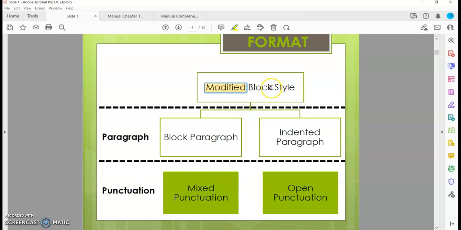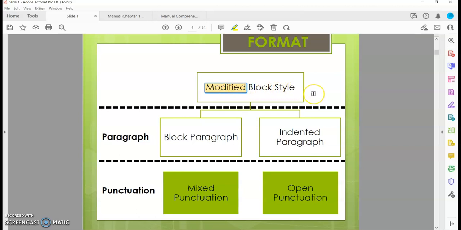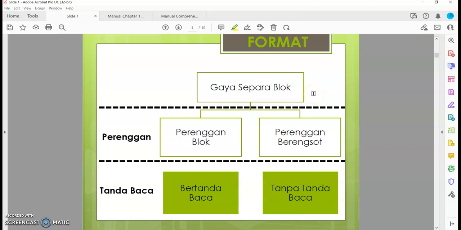Before I forget, in part 1 you learned only one language. But in part 2, you are going to produce documents in 2 languages, one in Bahasa Melayu, another in English as usual. So you need to know the terms in Bahasa Melayu as well. In English it is modified block style, but in Malay, we call it gaya separa block. Maksudnya, masa part 1, you did learn about gaya block, tetapi during part 2, semester 2, you learn about gaya separa block.